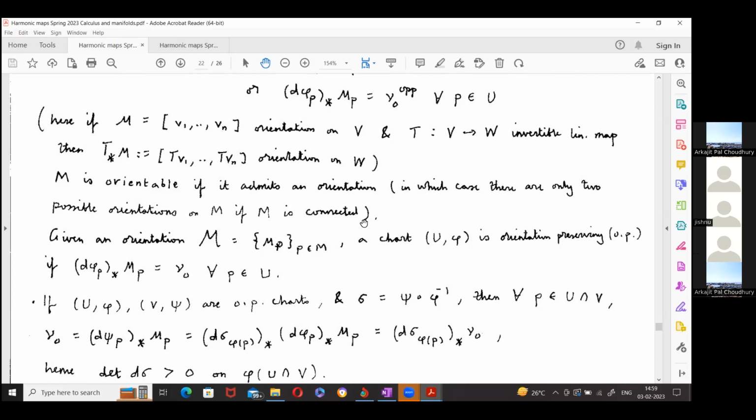So now given an orientation on a manifold, if we're given an orientation mu, which is a collection of orientations mu p on the tangent spaces TPM, then we can define a good class of charts. We say that a chart u comma phi is orientation preserving, OP for short, if the derivative of the chart at each point P in the chart pushes forward the given orientation mu P to the standard orientation on Rn. All right.